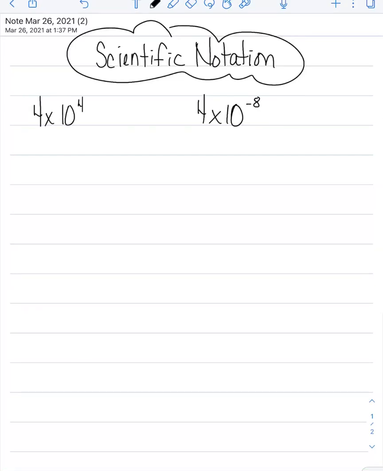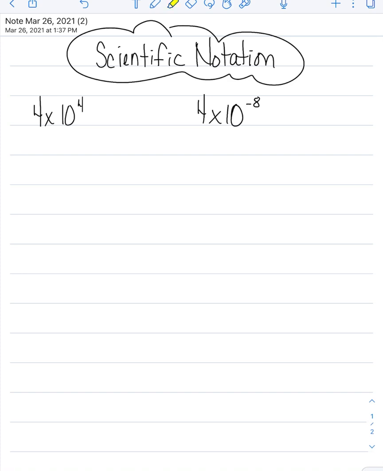Hey everyone, today we're going to take a look at scientific notation. Numbers in scientific notation, two examples you see here, are numbers we use to represent either really large or very small numbers. So let's talk about, first of all, how do we know if a number is large or if a number is small?